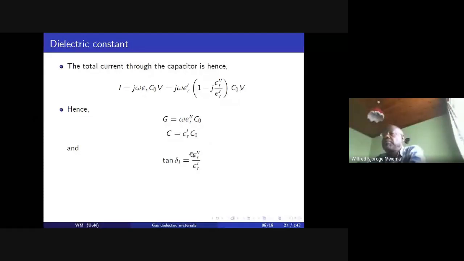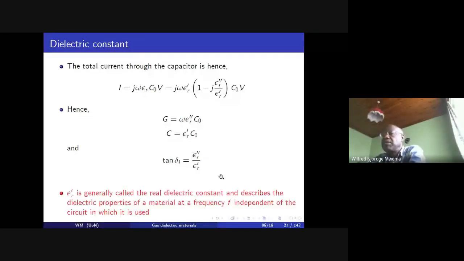Epsilon prime is generally called the real dielectric constant of the material, and it describes the dielectric properties of that material at any given frequency f, independent of the circuit in which it is being used. And therefore, epsilon double prime will always be specified. Epsilon prime will be specified by the manufacturer of the dielectric, and the loss tangent will be given to represent epsilon double prime.